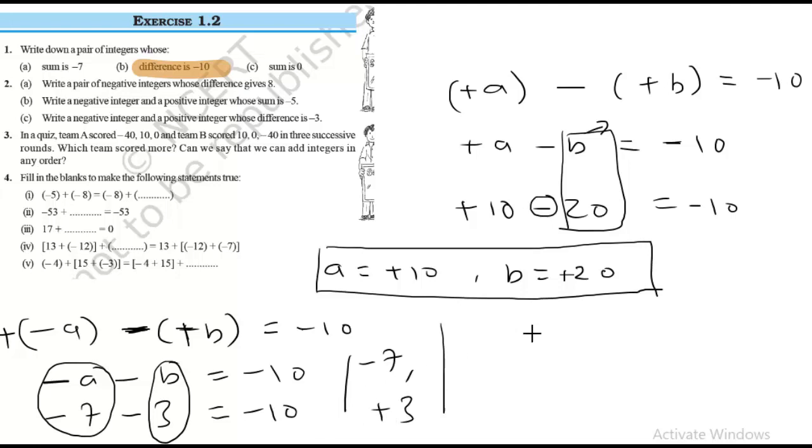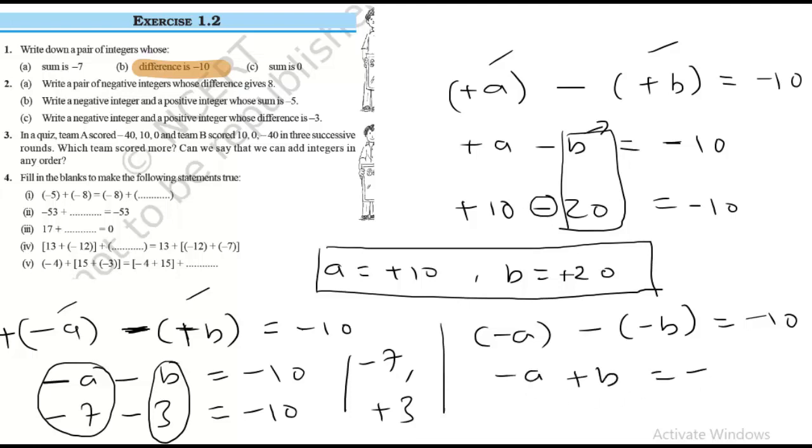There is one more possibility. Here both are positive. Here one negative, one positive. And let us consider both negative. That is minus A and minus B should be equal to minus 10. So it can be minus A plus B is equal to minus 10. So both the numbers have different signs. As signs are different, they will follow the sign of the greater number. Here A should be greater.